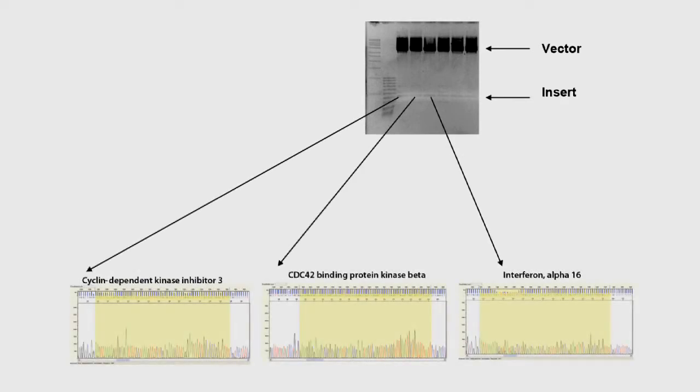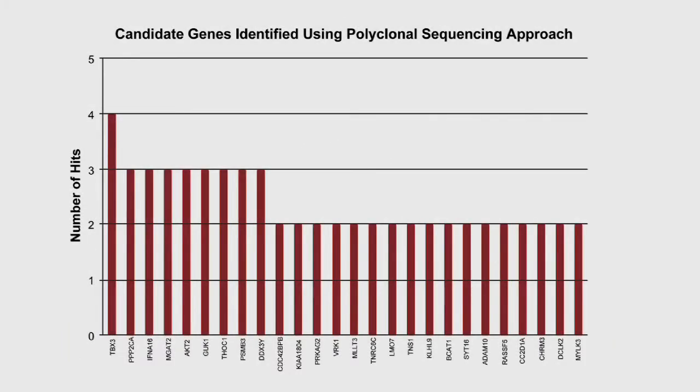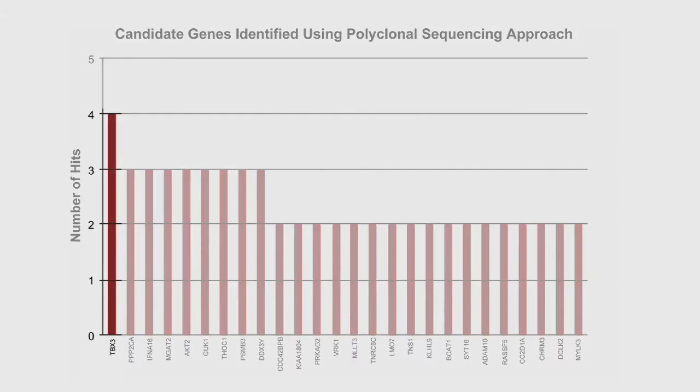Clones containing the cloning vector with 1 individual PCR fragment were isolated using the shRNA template recovery procedure, and the shRNA insert was identified using the Lentiplex shRNA sequence search database. 250 clones were sequenced. Of these, 25 were represented by multiple clones, and the remaining 225 were represented by only 1 clone and not pursued. As shown here, several candidate genes, including TBX3, PPP2CA, and AKT2, were represented by multiple clones.